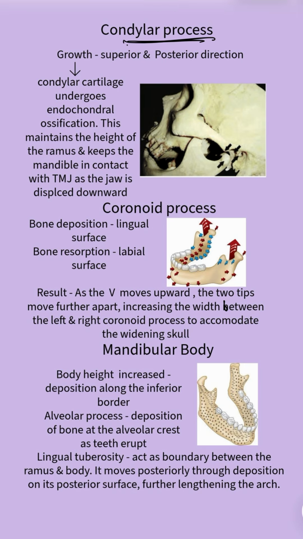Condylar process. The growth of the condylar process occurs in a superior and posterior direction. The condylar cartilage undergoes endochondral ossification. This maintains the height of the ramus and keeps the mandible in contact with the temporomandibular joint as the jaw is displaced downward. So the condyle is a major growth site.